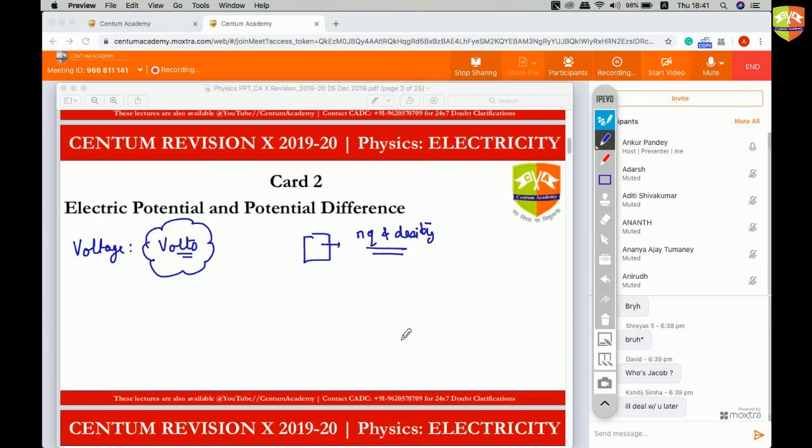Primarily, what is electric current? The flow of charge is called electric current, right or not? It is denoted by the letter I, and by formula it is the rate of flow of charge. The unit of current is the ampere, where the unit of charge is the coulomb. I should write a capital C because it's the name of a person, a scientist. Clear?